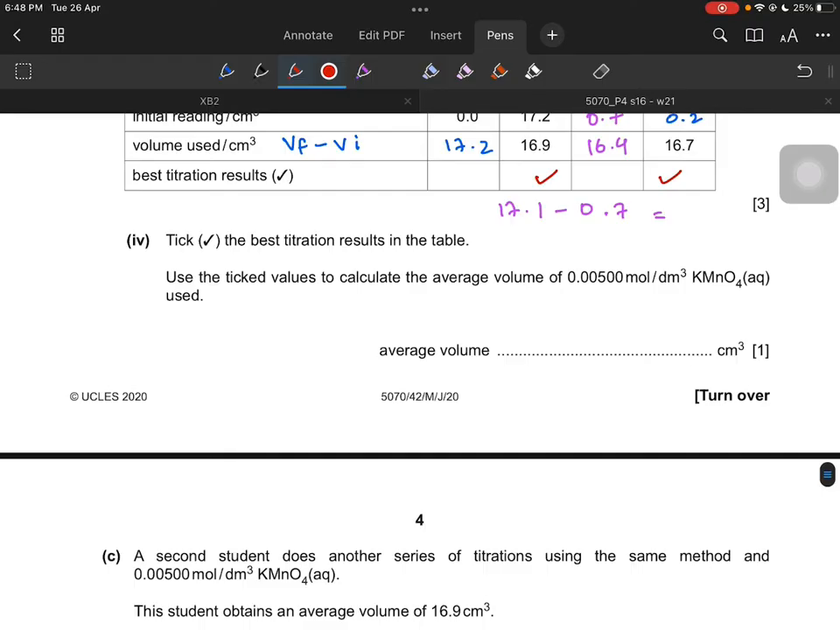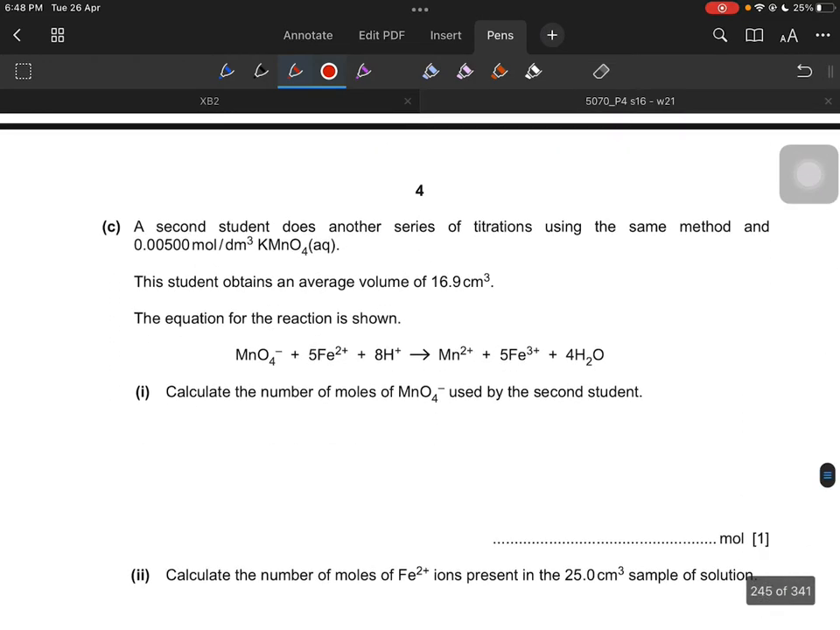Use the ticked value to calculate the average volume of 0.00500 mole per decimeter cube of potassium manganate. So average volume is 16.9 plus 16.7 divided by 2. So we're going to get 16.8 centimeter cube.